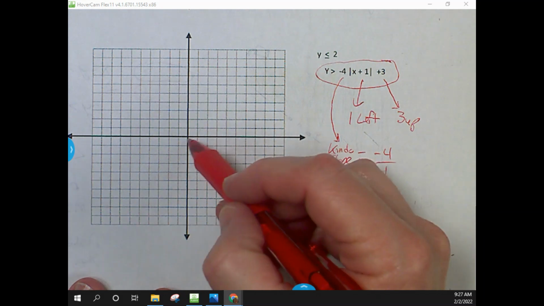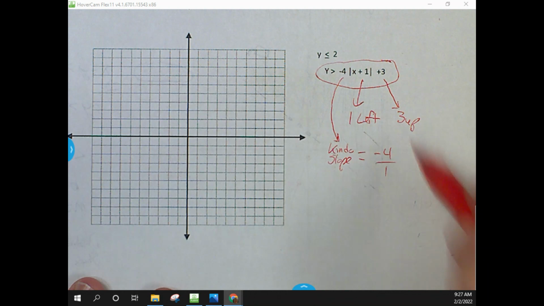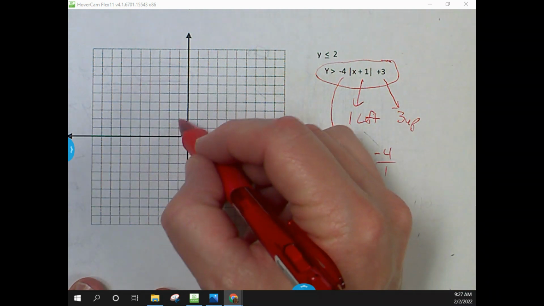So the V shape that was going to be at 0, 0, well, now we're going to move it one space to the left and then 3 spaces up. 1, 2, 3. So that's going to put it right there.